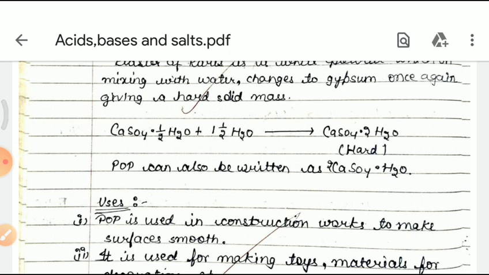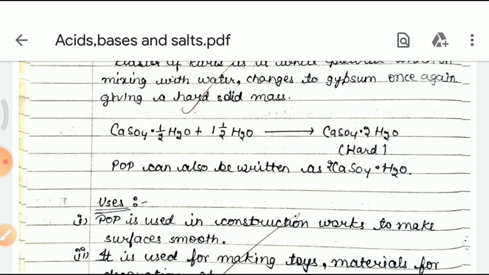By the formation of gypsum, right. This is the property by which it is very useful in construction work. Whenever the POP is applied over the walls in construction, at that time it is like a paste, right, and with the passage of time it becomes harder and harder and harder.